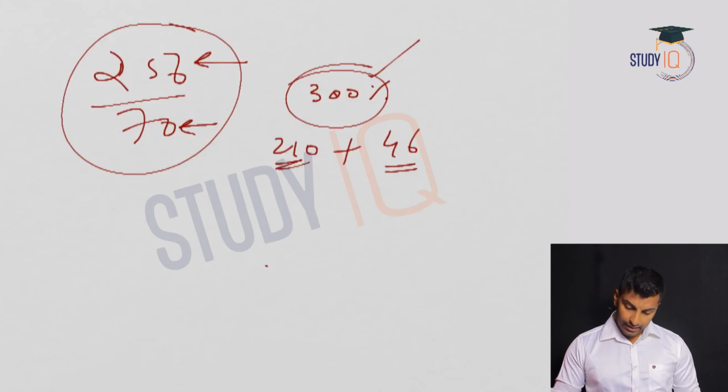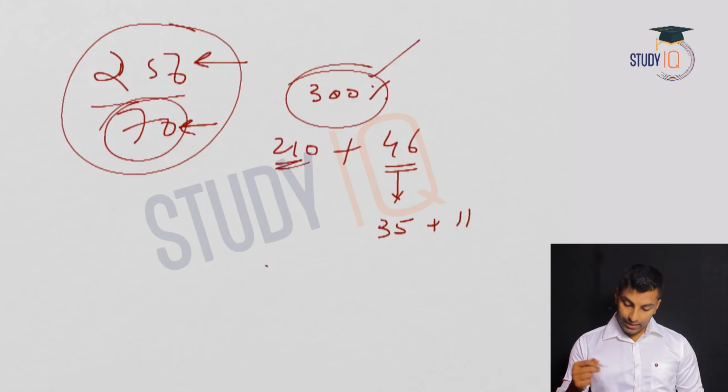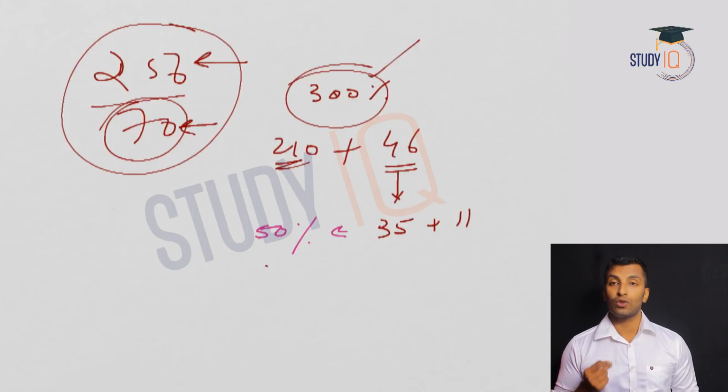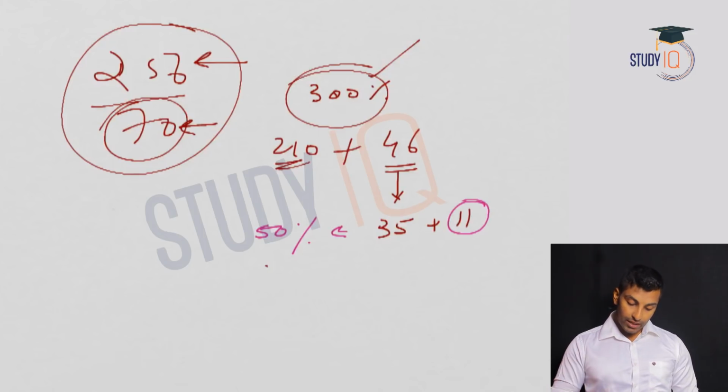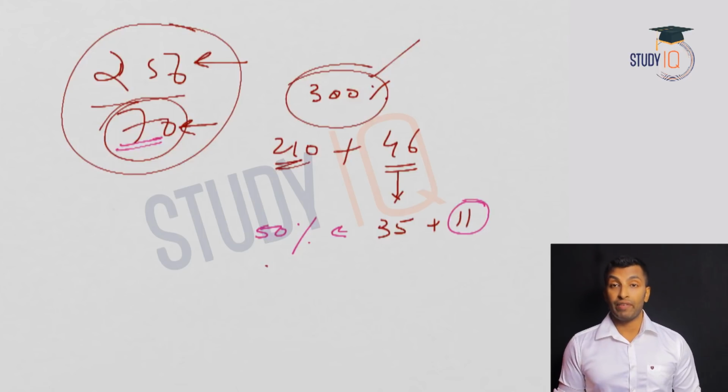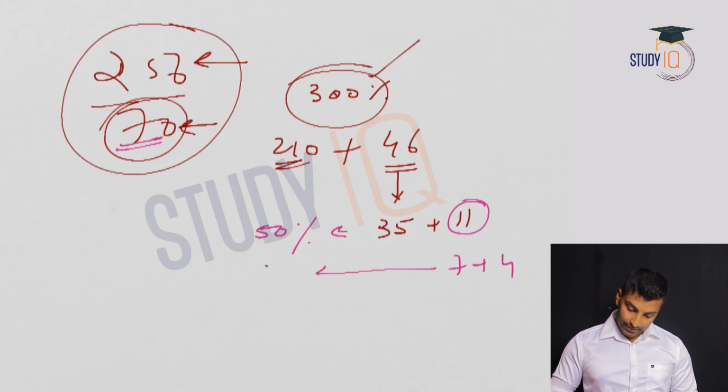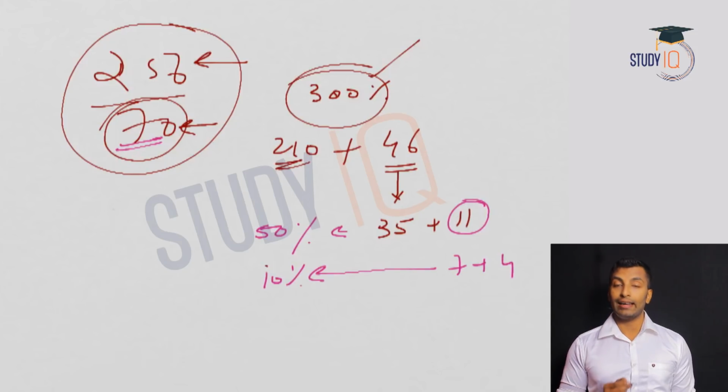Now 46, how will you write it? This is 70, so 50% of 70 is 35. You can write this as 35 plus 11. This 35 is 50%, so here I got 300% and now 50%. Now I understood that this is going to be greater than 350%. Now this 11, how can I write it? What is 10% of 70? That is 7. So I can write this as 7 plus 4, and this 7 is 10%. So this is going to be greater than 360%.